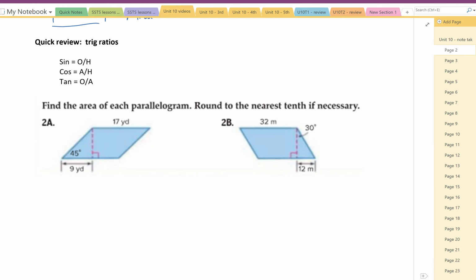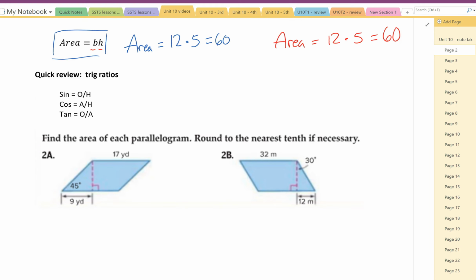It'd be nice if it were always that easy, but it's not. Sometimes we're going to get parallelograms that we need to solve for the area for that don't give us both the base and the height. So like on 2a down here, I can see that I have a base. Base can either be the top or the bottom. So in other words, this side down here and this side up here are both bases of this parallelogram. So I know the base, but now I need to know the height.